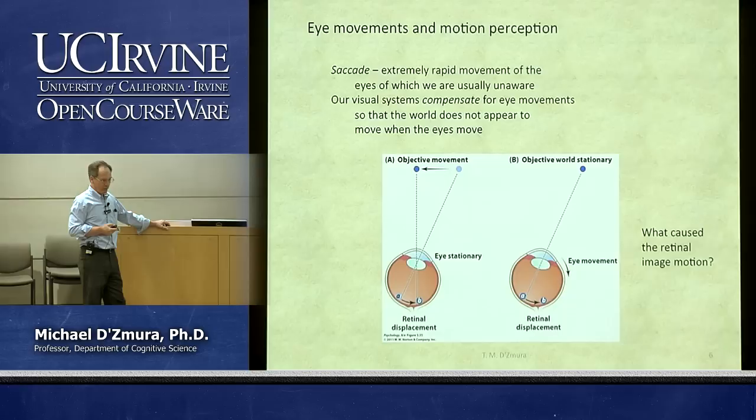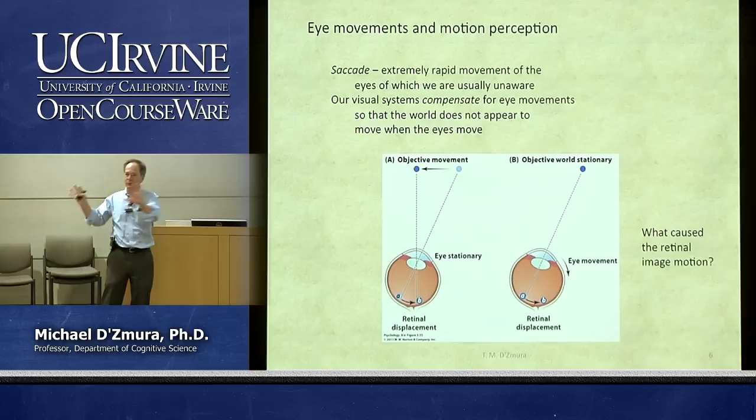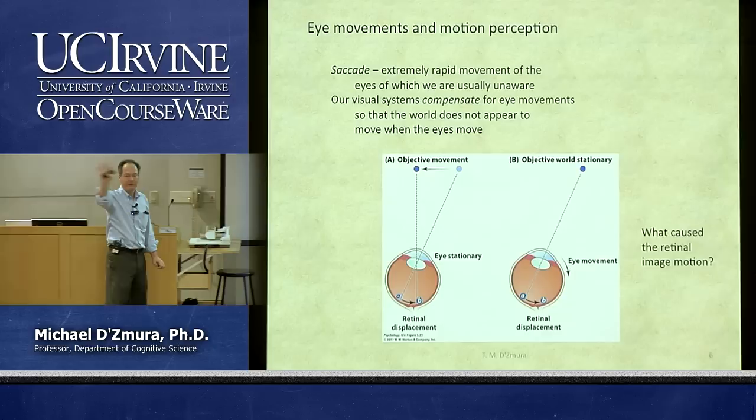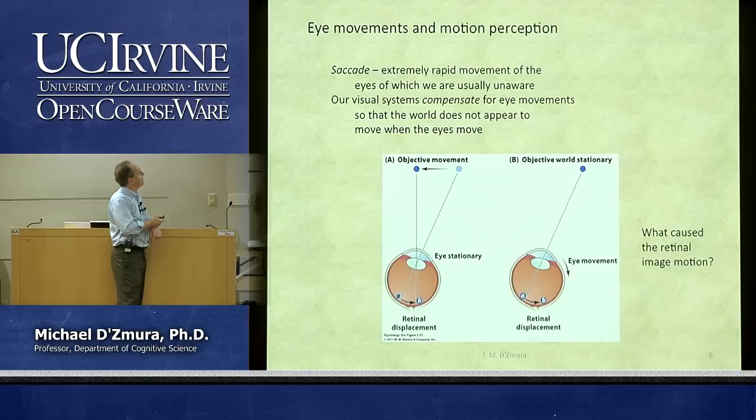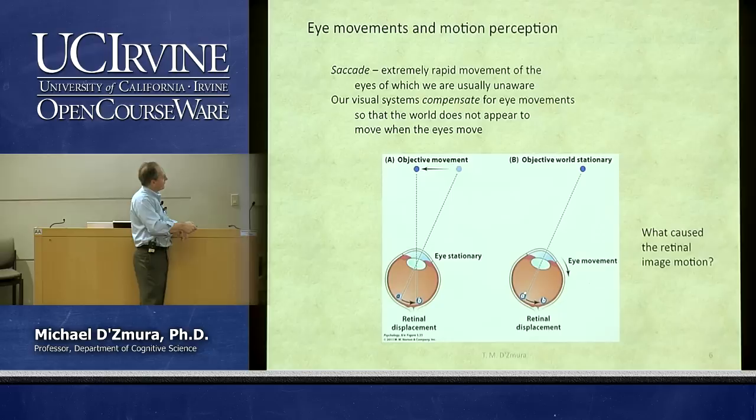So again, when the eyes move, the entire world moves across the retina, but we normally do not perceive that as motion. We say, aha, there is a stable world out there, so there must be some form of compensation. And this diagram illustrates what I was trying to do with my thumb. If we have a thumb and we move our eyeball, then the image of the thumb will be displaced across the surface of the retina to some new location.